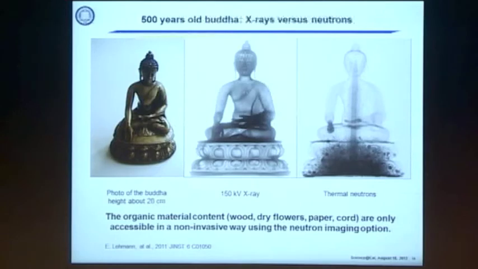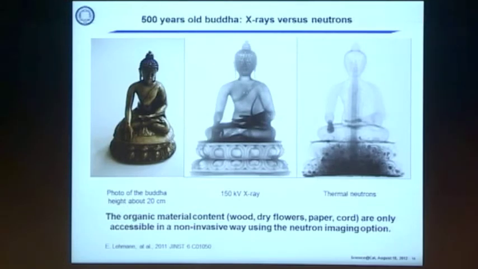So another object, which is of course very precious, is this 500-year-old Buddha, and they wanted to study what is inside. Of course, this is an object which we cannot open or cut, and since it was produced so many years ago, we don't really know how it was done and what is inside. If we put it in an X-ray beam, in that case a 150 kilovolt X-ray, which is very high energy, the image in the middle shows what is inside. It will penetrate this Buddha more or less, because the photons are very high energy. But then you don't see the things which neutrons can discover.